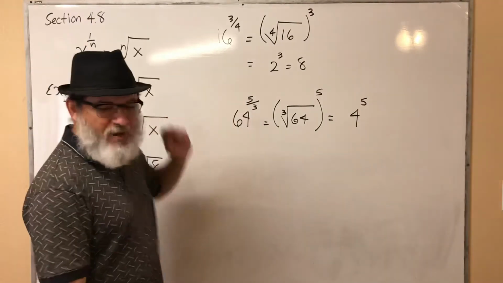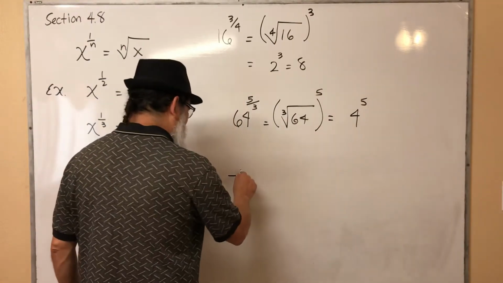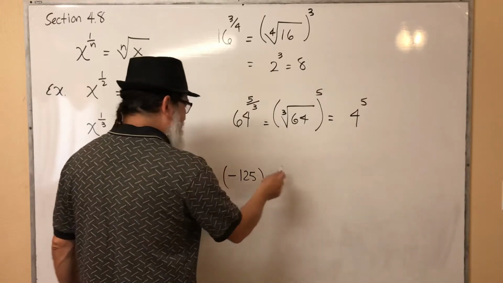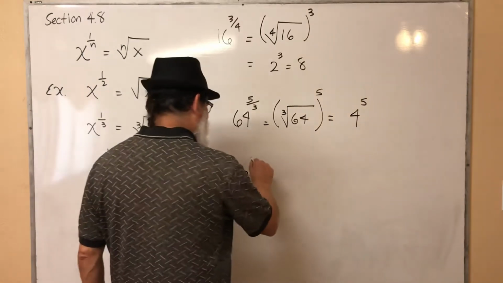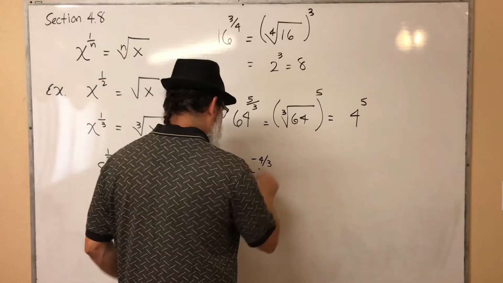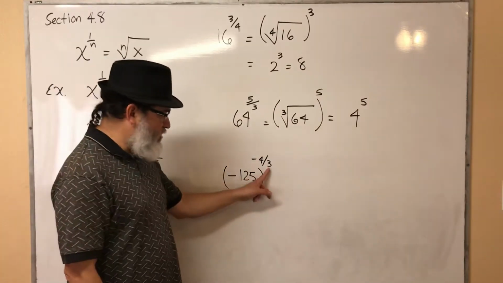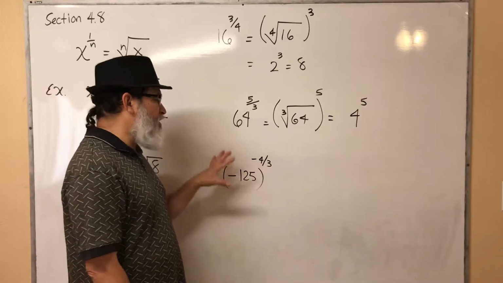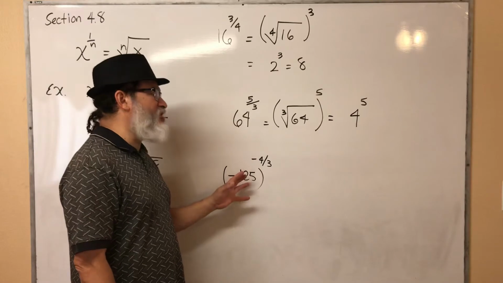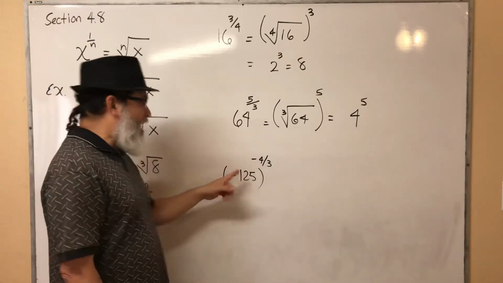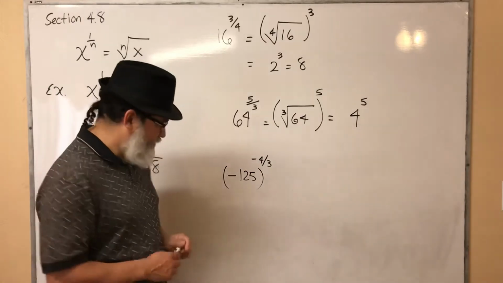If these are negative, no problem. Watch this. Negative 125 raised to the negative 4/3. Okay? Don't forget, this is the root and this is the power. But before we make this into a radical expression, I better make this negative power positive by taking the reciprocal.